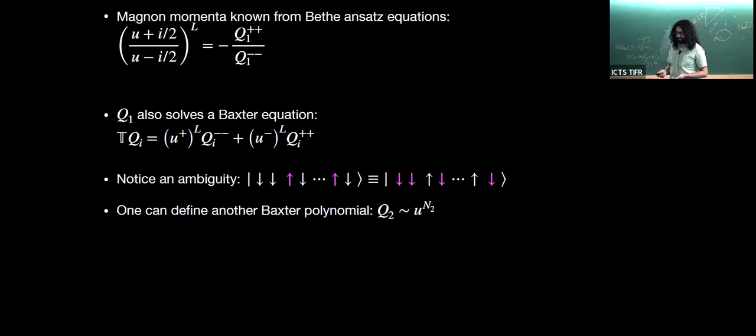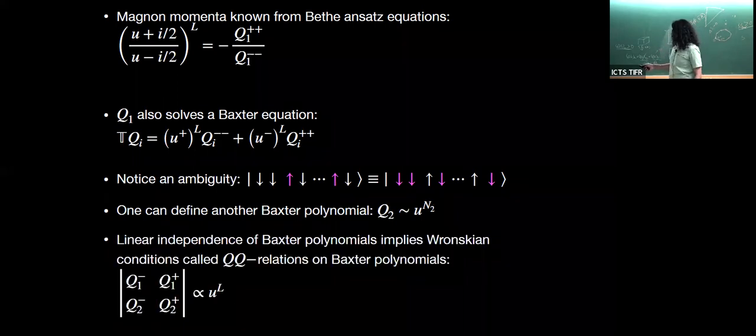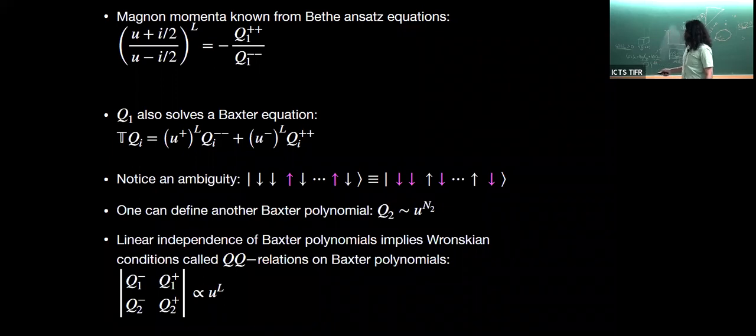And this means that, well, in differential equations, if you have independent solutions, then you have a non-zero Wronskian. For finite difference equations as well, there's a notion of a discrete Wronskian which you can define. And what this just means is that the linear independence of the Baxter polynomials implies that this Wronskian is non-zero. And in particular, this Wronskian is just proportional to u to the L in this case.